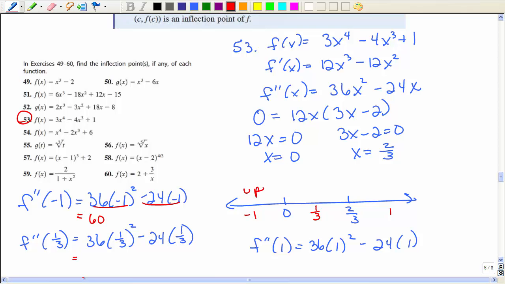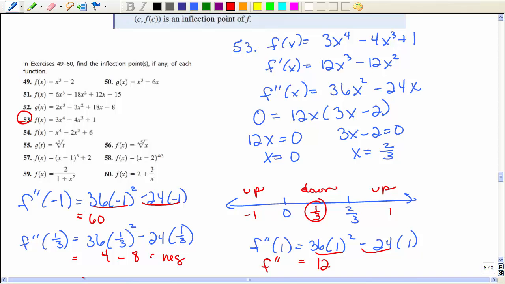This next one, all right, I'm going to have 1/9 times 36. That's going to be 4 minus 8. That's negative, so this is down. And again, you could have chosen a decimal. You could use 0.3. Anything between 0 and 2/3, and 2/3 is approximately 0.67. And this one's going to be 36 minus 24, which is 12, which is also positive.